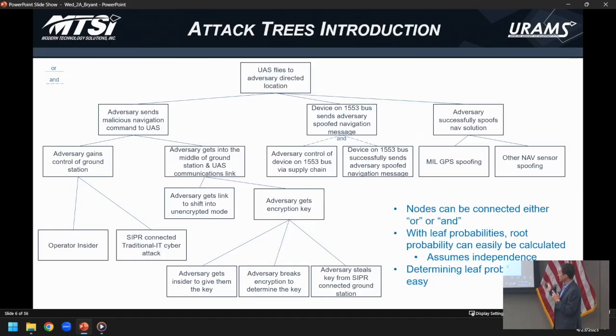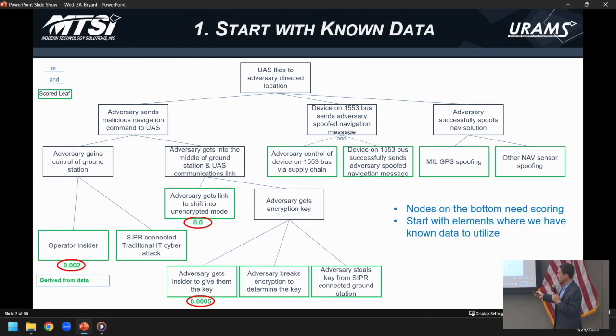Now, this is good. This is straightforward, and it's super simple to do the math if you start doing quantitative assessment. But what's the problem? The problem is coming up with those numbers at the bottom. That's the real issue. Nobody argues with the math. Nobody argues with the structure. It's where did those numbers come from?